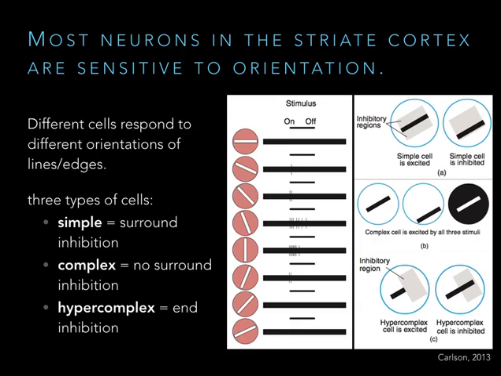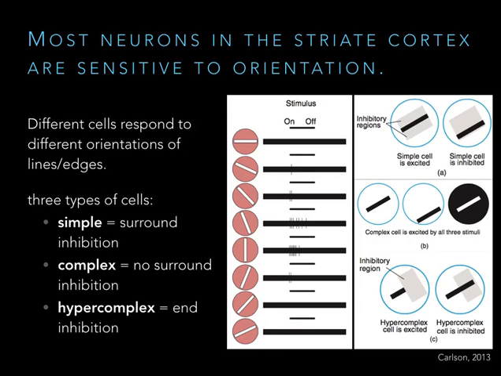So the simple cells are there to find lines in the center of their receptive field of a certain angle. Complex cells just look for a certain angle, and then the hypercomplex cells look for an angle that ends. So they're there to detect the ends of lines.